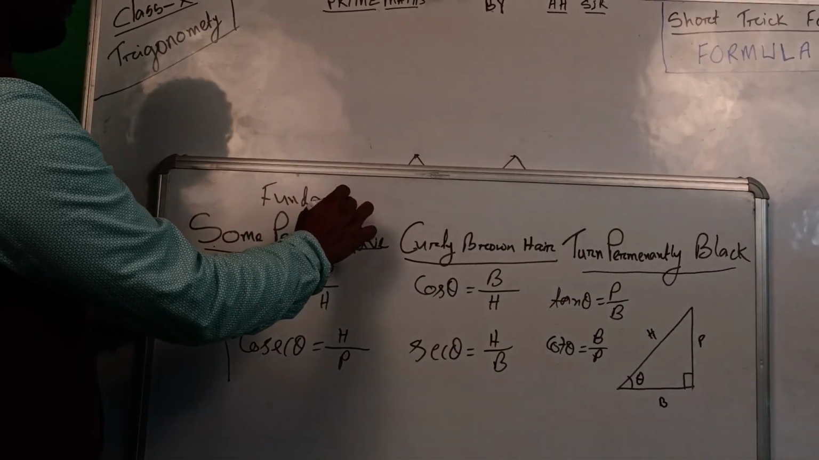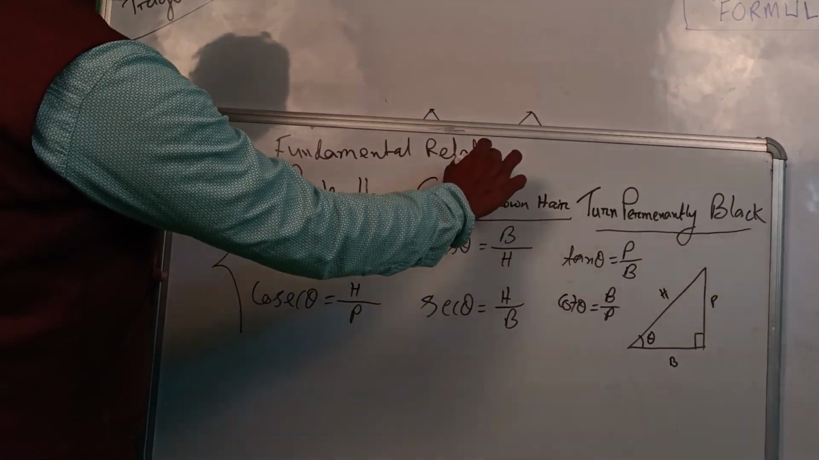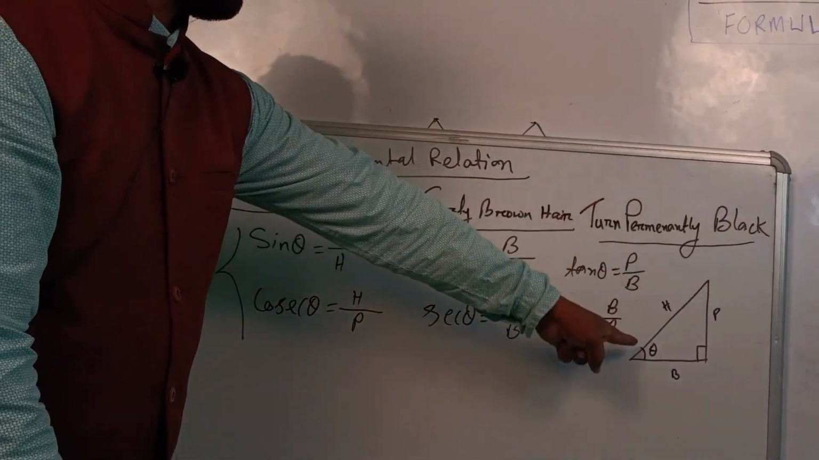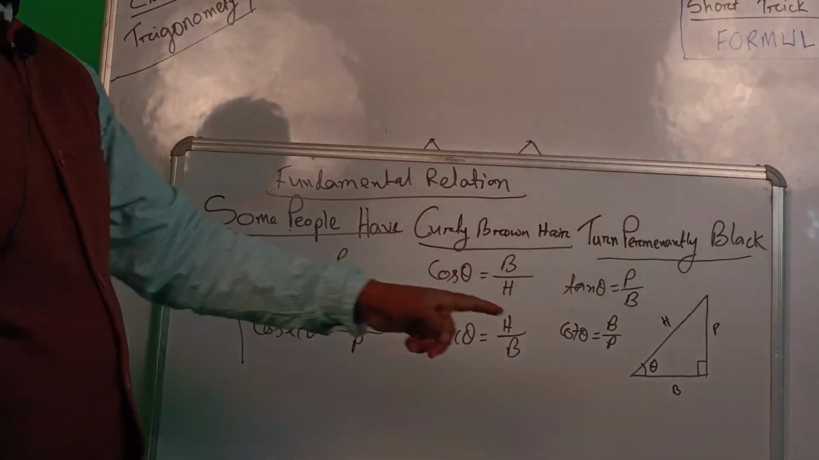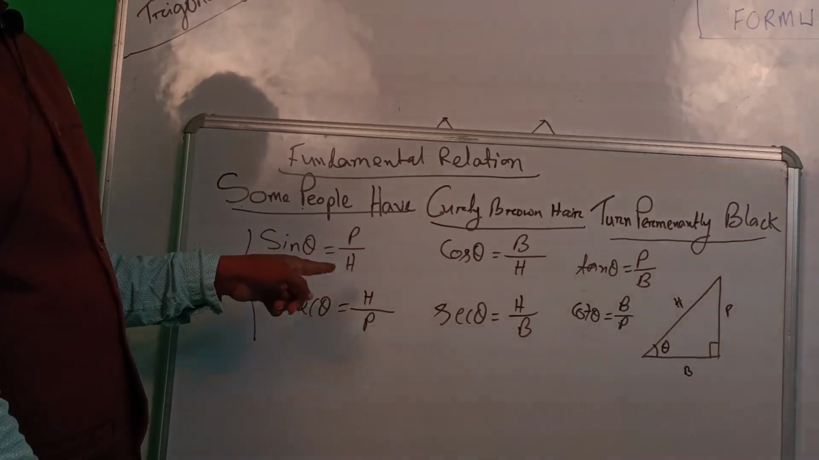So this relation is called the fundamental relation. You can remember this relation from the sentence and from the right angle triangle. After this, the next relations come.